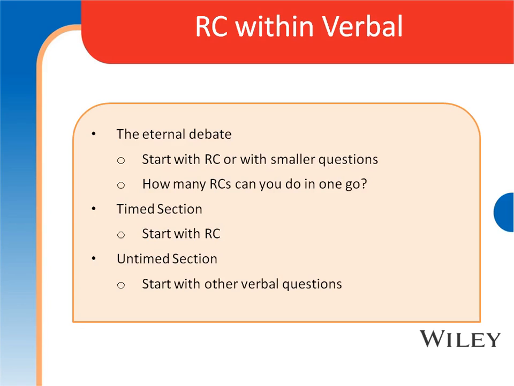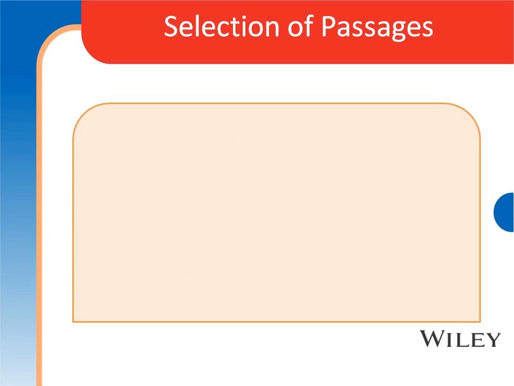So depending on whether the sections are timed or not, whether you have 1 hour allocated to your English section or not, you may want to start off with RC or you may want to start off with other verbal questions. Great. So the next important question, how should you select your passages?